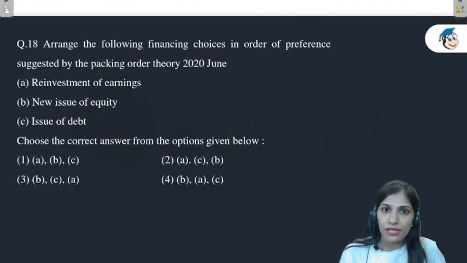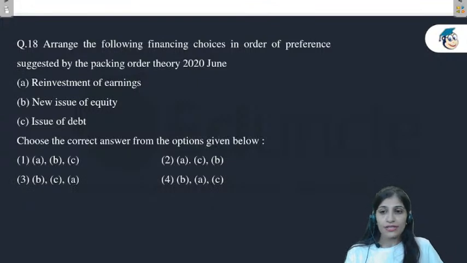You can write all these definitions while preparing for your exam, and these questions are very important for your exams. If you are revising and reading these questions, you'll be able to understand the maximum of the concepts. Arrange the following financing choices in order of preference suggested by the pecking order theory. Now the most important thing, the pecking order theory, but what is the meaning of pecking order? First we need to understand this.